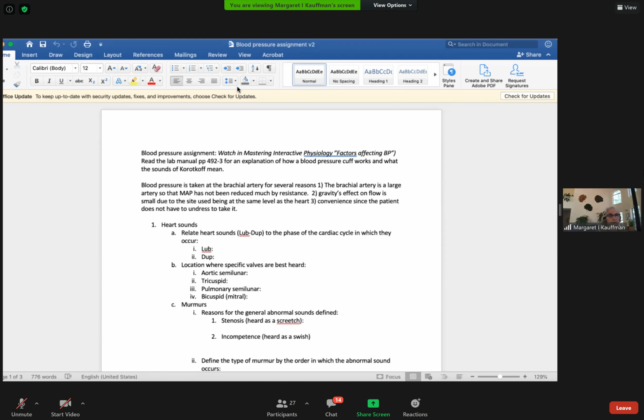You have about a half hour left to do this. I do encourage you to do the Mastering one as well, where they use the Doppler to look at the ankle versus the brachial artery and get the ABI from that.